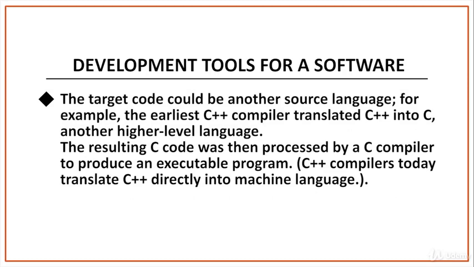The earliest C++ compiler translated C++ into C, another higher-level language. The resulting C code was then processed by a C compiler to produce an executable program. C++ compilers today translate C++ directly into machine language.